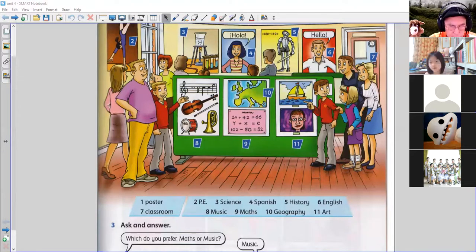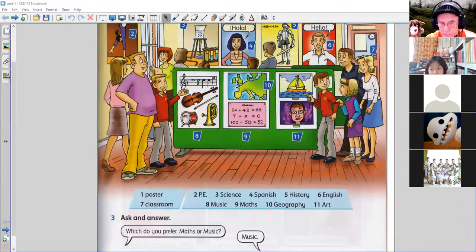Right, so down here we can see: which do you prefer, maths or music? The word prefer, P-R-E-F-E-R, prefer means which do you like more. So if you like apples and oranges, which do you like more? What do you prefer? Maybe you like apples more than oranges, so you'd say, I like oranges, but I prefer apples. So here, which do you prefer, maths or music? I prefer means I like more. Music, but you like maths and music. All right.